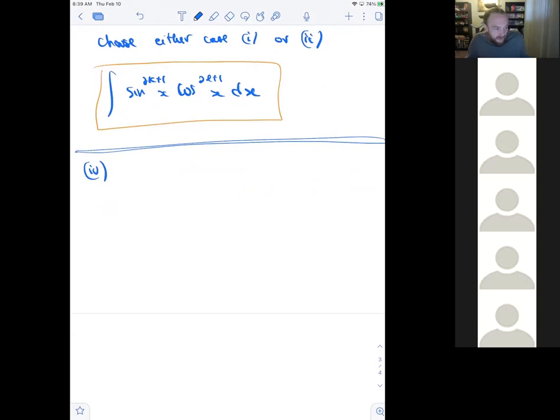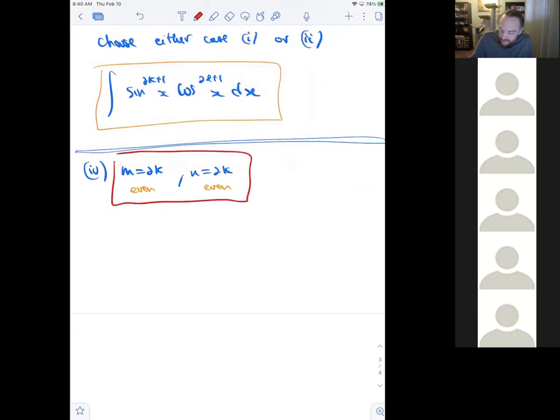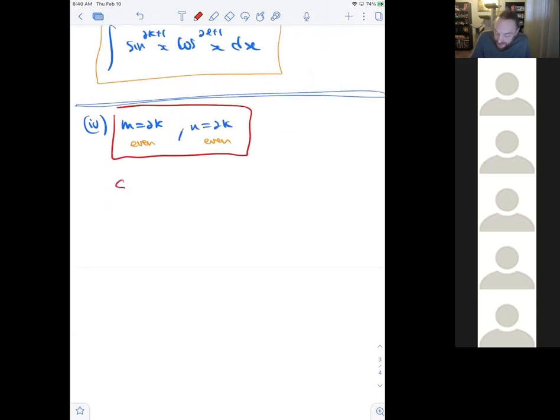So what we have here is both even. If they're both even, if m is 2k and n is 2l, they're both even. And we have to use sine squared x is equal to 1/2 (1 minus cos 2x), and cos squared x is equal to 1/2 (1 plus cos 2x). Those are the identities we have to use.